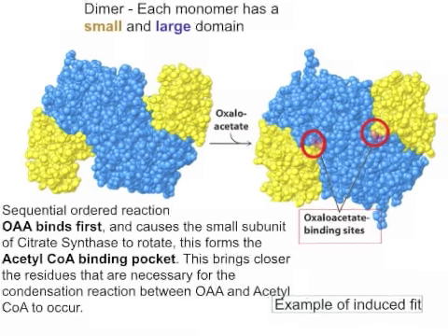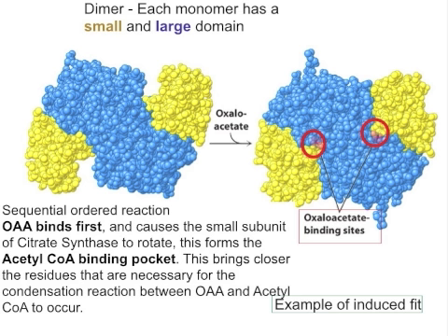The enzyme that catalyzes reaction 1, citrate synthase, is a dimer. Each monomer has a small and a large domain that is shown here. The small domain is in yellow and the large domain is in blue. This enzyme operates by sequential ordered reaction. Oxaloacetate binds first and causes a small subunit of citrate synthase to rotate to form the acetyl-CoA binding pocket. This also brings closer those residues that are necessary for the condensation reaction between oxaloacetate and acetyl-CoA to occur. And so in this way, the enzyme is only active when both substrates are available.